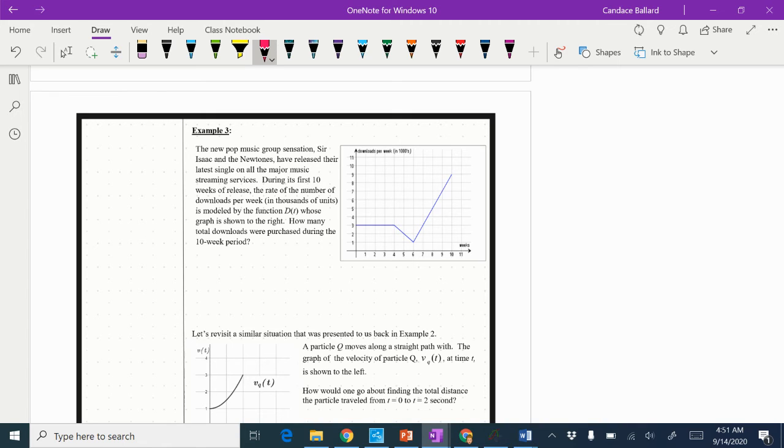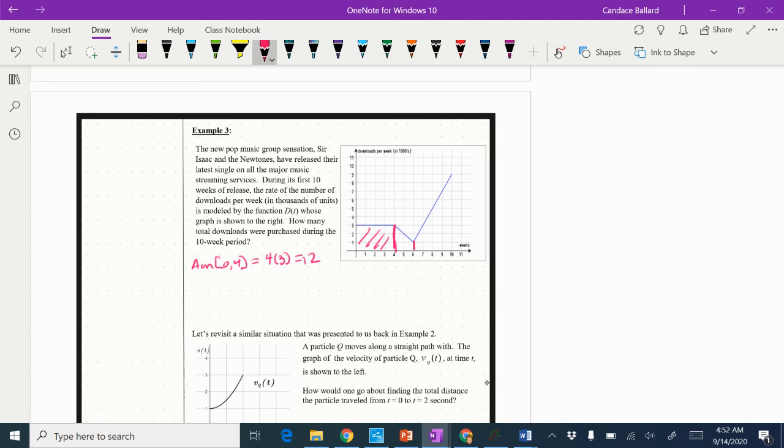So again, we're going to look at the area under the curve, between the curve and the horizontal axis, to find out the total number of downloads that were purchased. The first shape I see here is a rectangle. To find the area of that rectangle, on the interval from 0 to 4, I multiply 4 by 3, which gives me 12. So that's this area here.